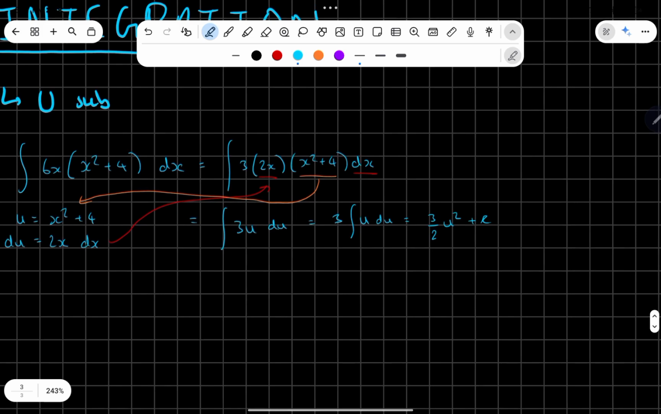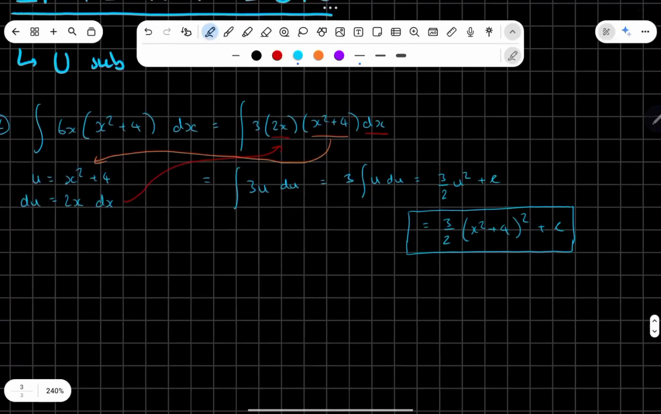And now what we have to do is substitute x squared plus 4 back into u. So this is going to be 3 over 2 times x squared plus 4 all squared plus c. And this is our final answer. This is the integral of 6x times x squared plus 4. And the u sub was useful because we see that we are multiplying by the derivative of another component. In this case, the derivative was 2x, and we see that we are multiplying 2x to x squared plus 4.